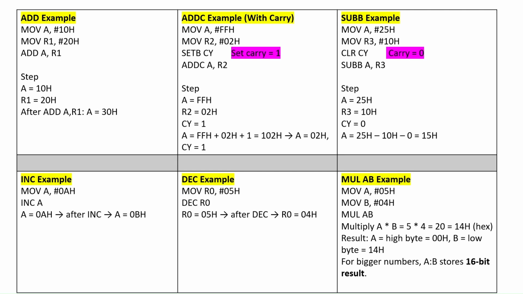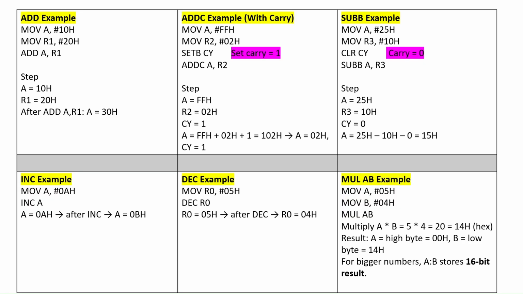ADD instruction. First instruction is ADD. ADD means add 2 numbers. Syntax: ADD A, source. This means the source value is added to the accumulator and the result is stored in A. Example: MOV A, #10H. MOV R1, #20H. ADD A, R1.